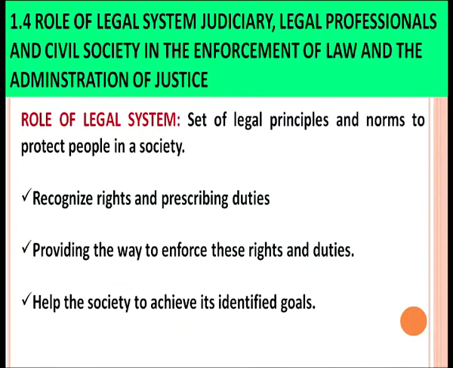So first of all, we need to know about the role of the legal system. So what is a legal system? Legal system means a set of legal principles and norms to protect the people in the society. What does the legal system do? It recognizes the rights and it prescribes the duties. It provides the way to enforce these rights and duties, and it helps the society in achieving its identified goals.